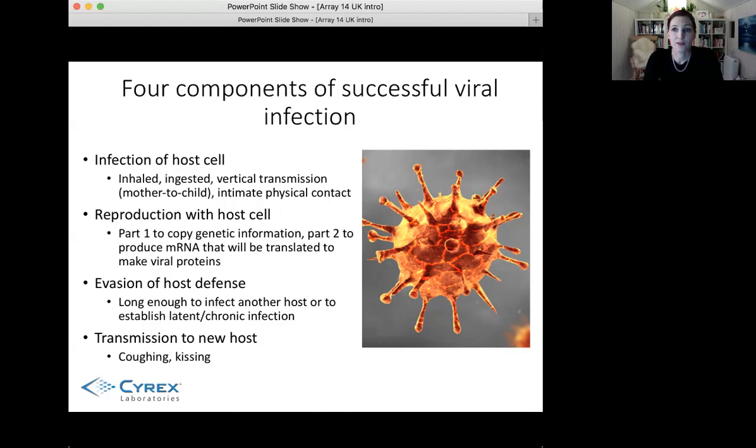And then the final stage, of course, for a successful viral infection is continuing transmission. So transmission to a new host, for example, via coughing or kissing. The most effective transmission to a new host happens via inhalation or ingestion. It is via these mechanisms that it spreads most quickly and most easily through the community. And therefore, the mucosal surfaces that we're talking about and need to understand are the nasorespiratory surfaces and the gastrointestinal mucosal surfaces.